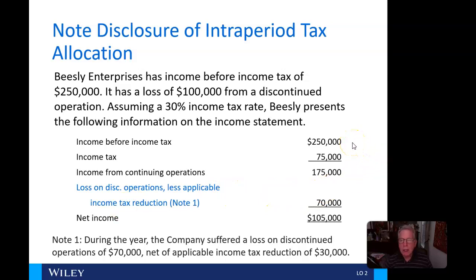Here we have income before income tax, income tax, income from continuing operations, but then we have loss on discontinued operations less applicable income tax, $70,000, which gives us net income. And notice the note here: during the year, they suffered a loss on discontinued operations of $70,000, net of applicable income tax reduction of $30,000. So I think that's pretty clear.